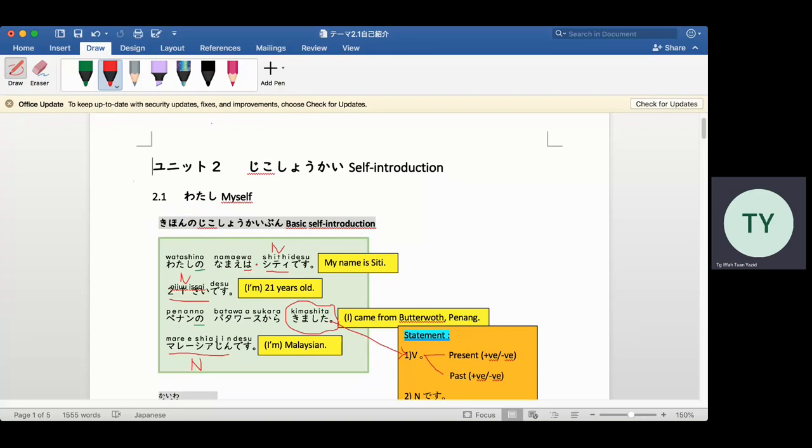So this is wa joshi ne. So you cannot read as ha. Okay, this is a joshi. Where joshi, you need to read as wa. Okay, Siti desu. Okay, so Siti is a noun. Okay, noun. Watashi no namae wa Siti desu.